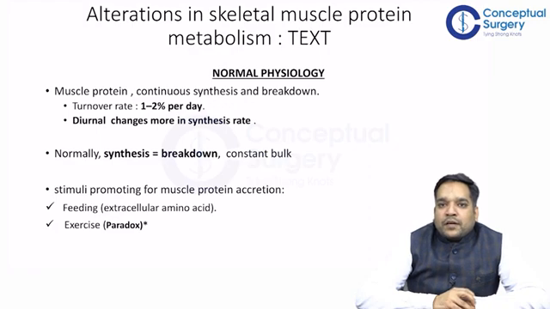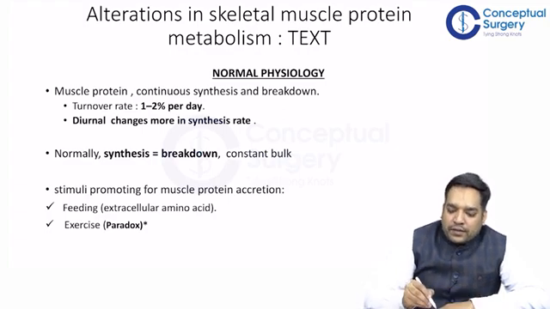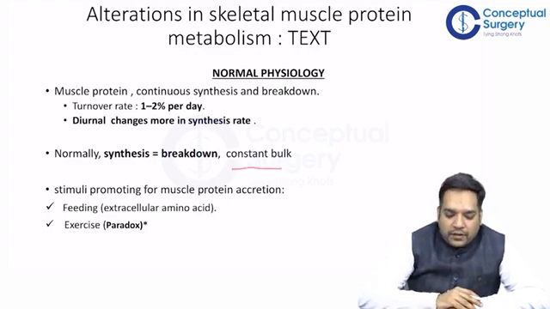So guys, now we start with the text. I am going to first discuss the normal physiology of muscle protein. In muscle protein there is continuous synthesis and breakdown, with a turnover rate of 1 to 2% per day. Diurnal changes are more in synthesis as compared to breakdown, and the synthesis of muscle protein is equal to breakdown. That is why constant bulk is maintained.